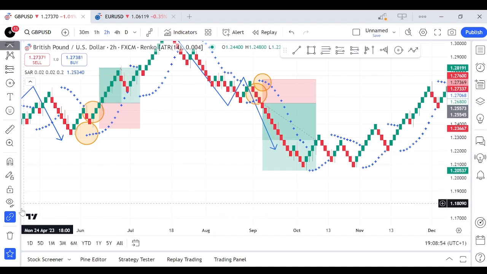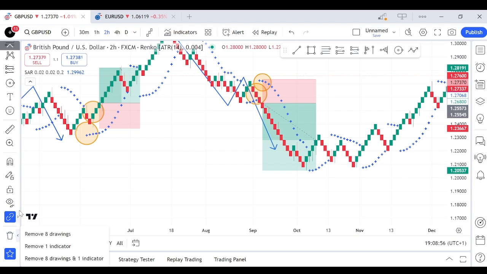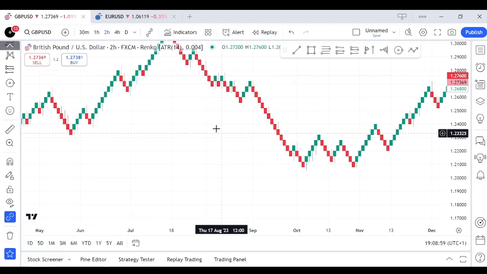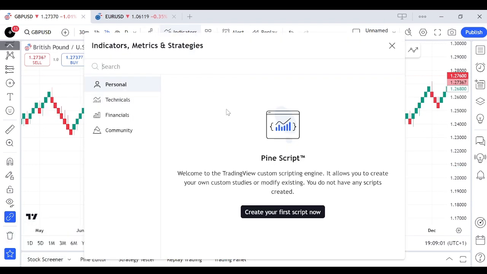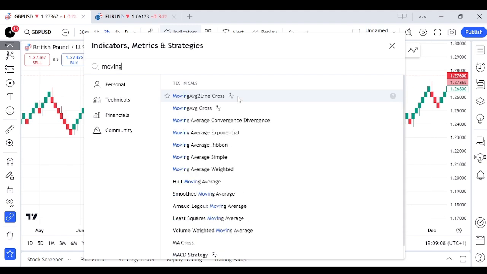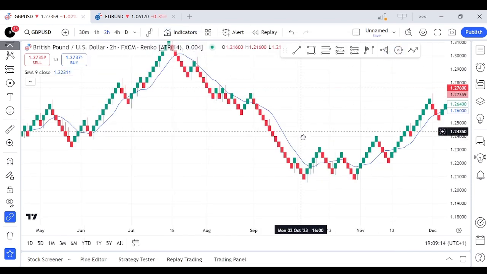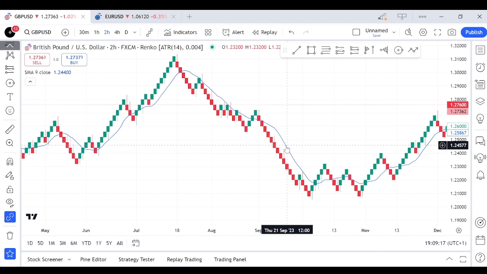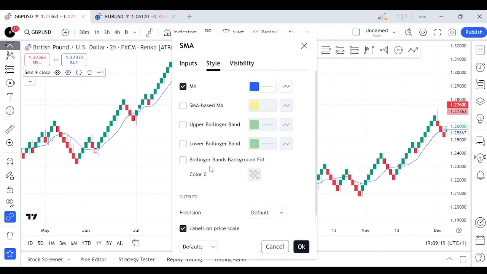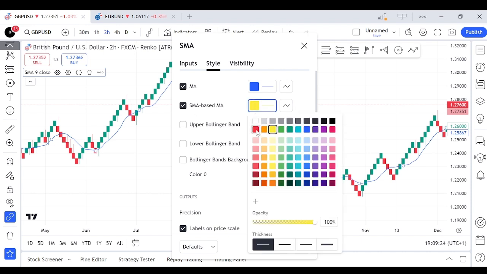So the next on my list is the moving average crossover system. So I'm just gonna delete all of this and add the moving average crossover system. So just gonna add the moving average indicator, and it's the simple moving average I'll be using for this example. So this is it. I'm just gonna add one more.